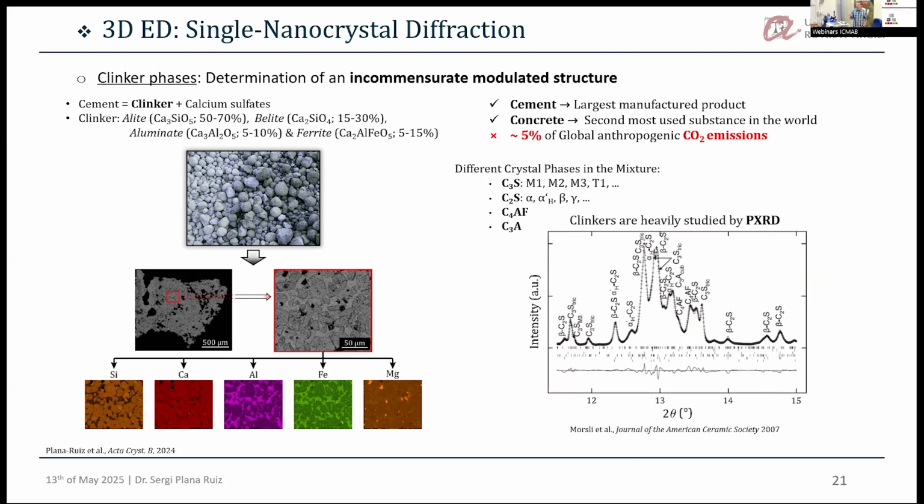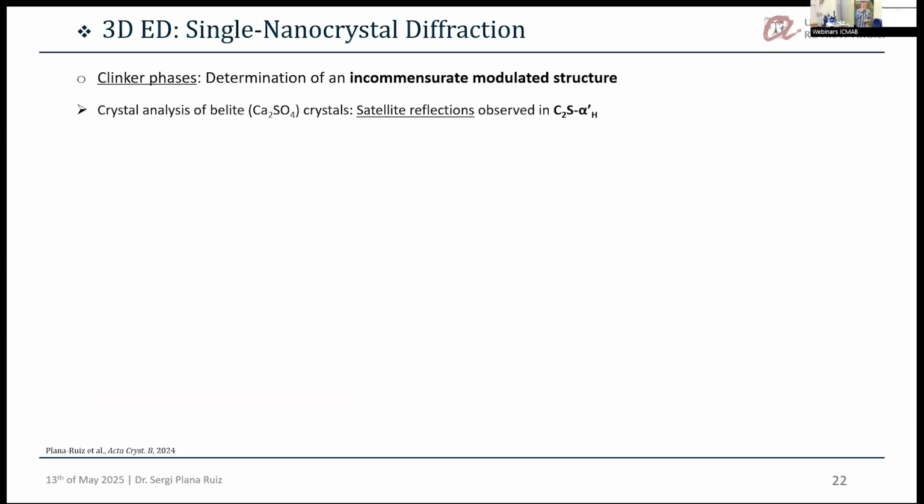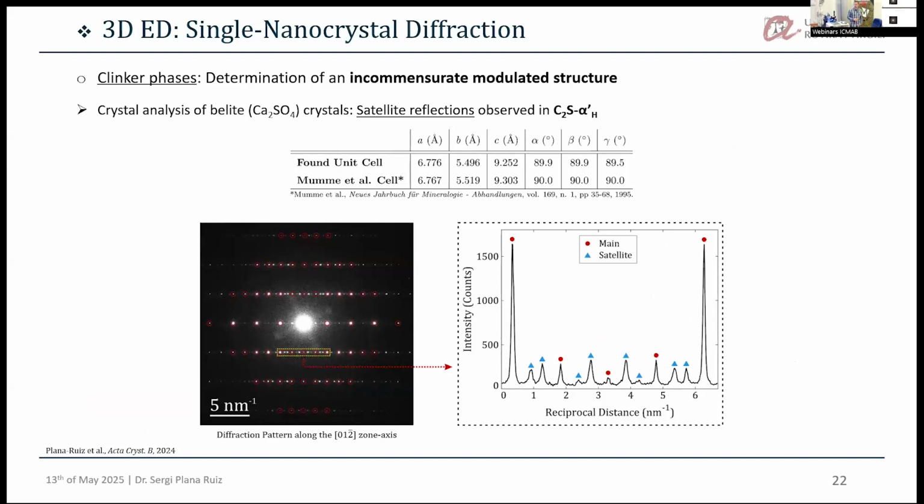However, if you really want to make single crystal analysis from this data, it's really difficult because you have a lot of reflection overlapping. So 3DED comes here to the rescue because you can have a very small beam, you can have your phase mixtures, put it in a grid, and just analyze the crystals that you are interested in. So by doing this, we analyzed the commercial sample, and we saw that for a specific polymorph of the calcium silicate, we had some satellite reflections.